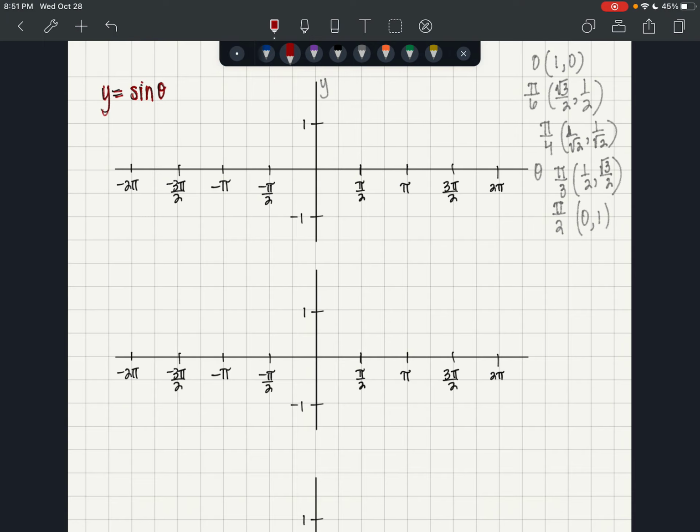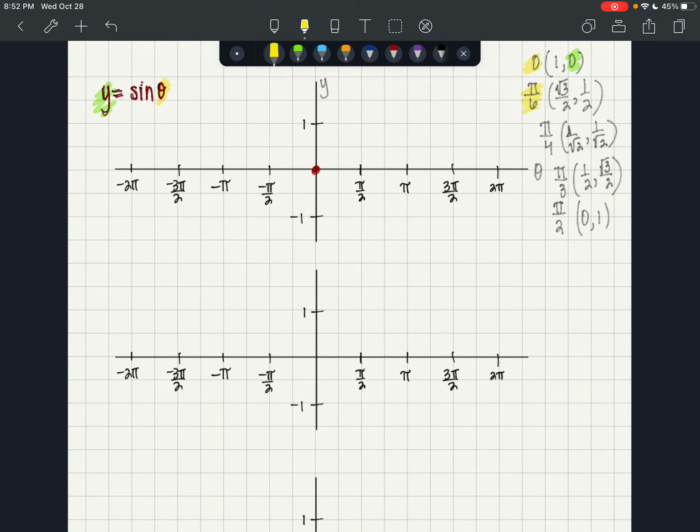You put a 0 in. Look, this is your input. That's your input for your angle. What do you get out? You're going to get the y value out. So when you put a 0 in, you're going to get a 0 out. That's the origin. Okay, next value we're going to put in a pi over 6.